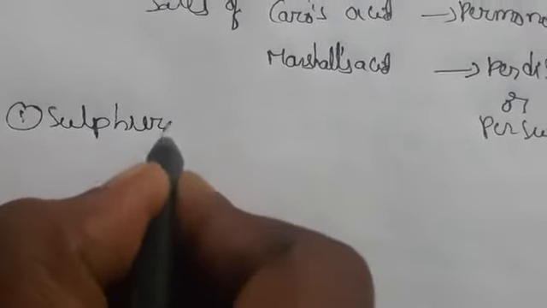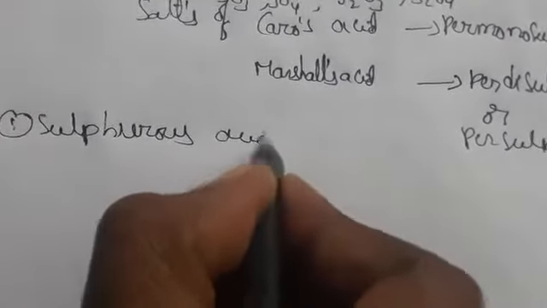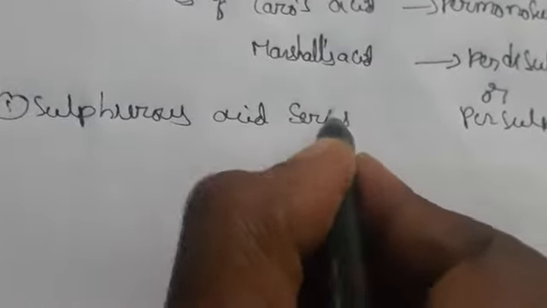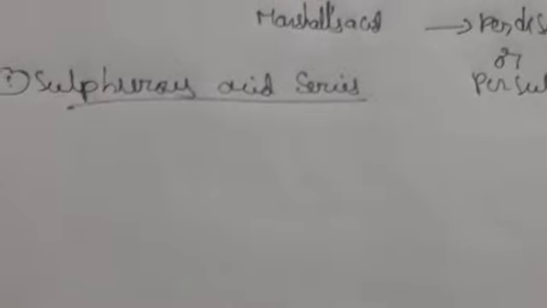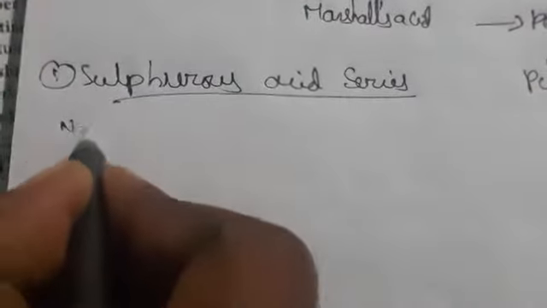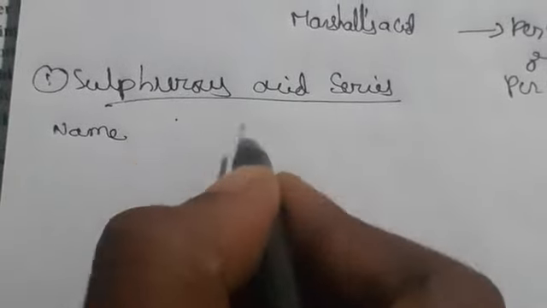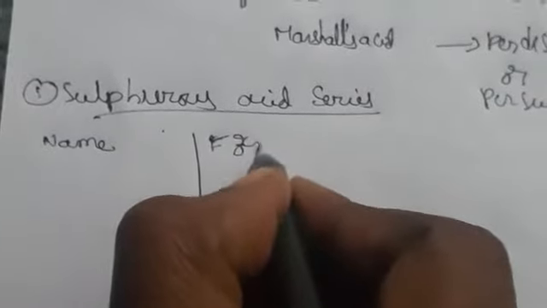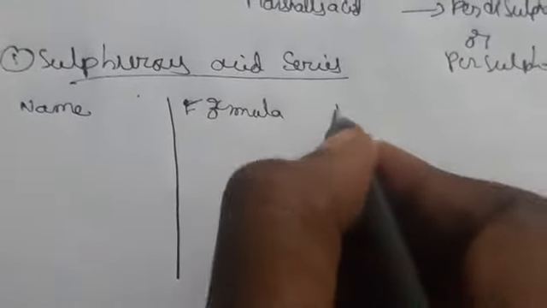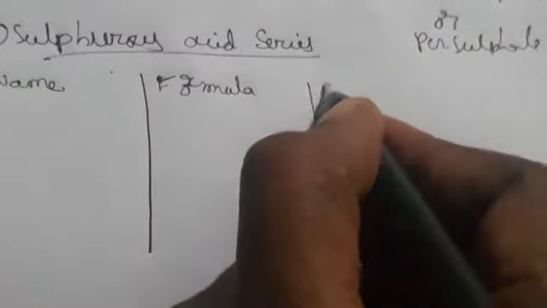Now let us see one by one. First one, what is the first type here? First type is sulfurous acid series. Okay, so our first series is what? Sulfurous acid series. Let us see name, formula, structure, oxidation number.